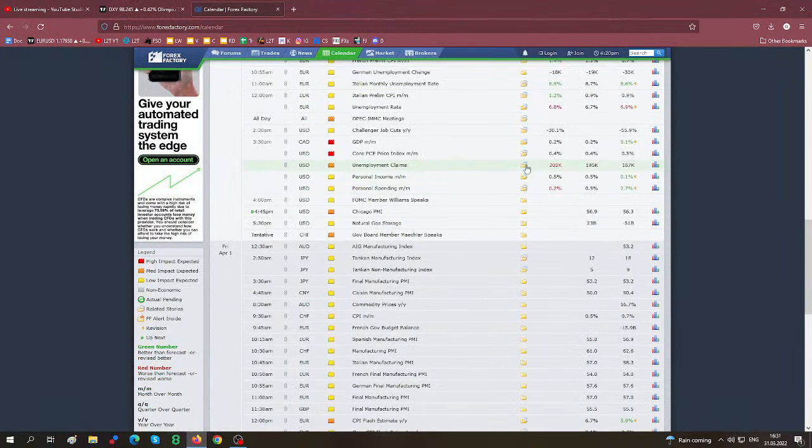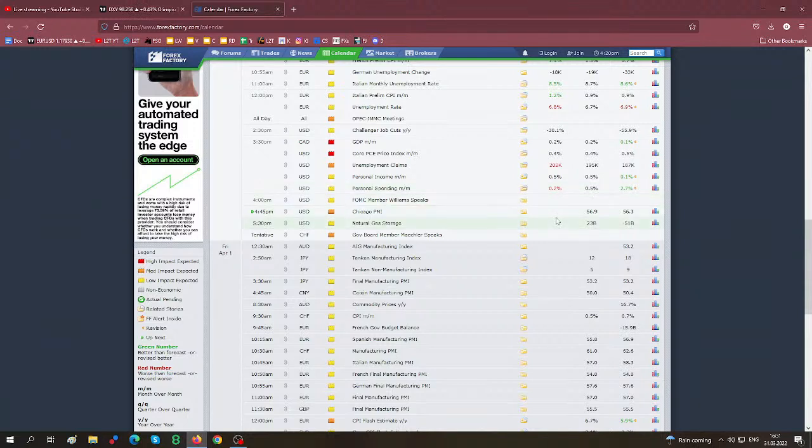Unfortunately, earlier today, unemployment claims were worse than expected in the last week. Core price index in line with expectations. Personal income in line with expectations. Unfortunately, personal spending only 0.2% growth versus 0.5% growth expected.